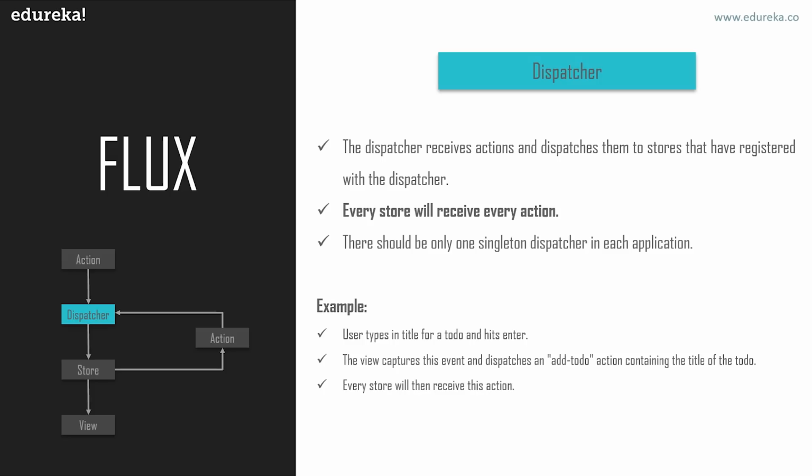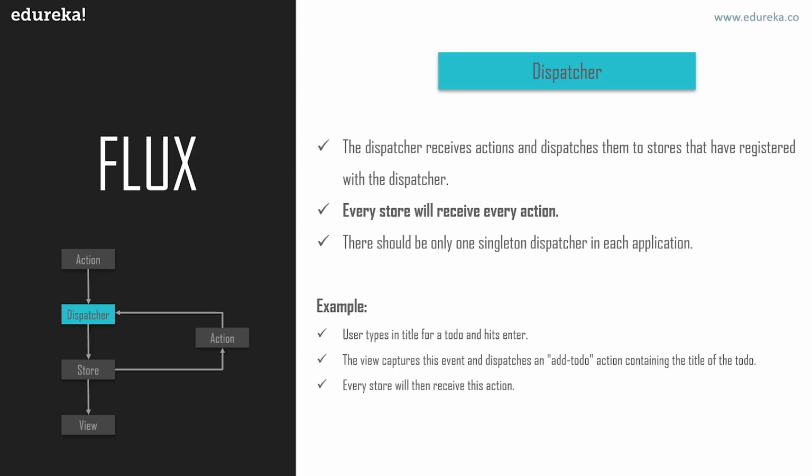Now what is a dispatcher? As you can see in this diagram, the dispatcher is getting acted upon by the actions. So the view is sending an action to the dispatcher. The dispatcher receives the action and dispatches it to stores that have registered with the dispatcher. Now every store will receive an action. There should be only one singleton dispatcher in each application. This is very important, that in any React.js application, there should be only one singleton dispatcher.